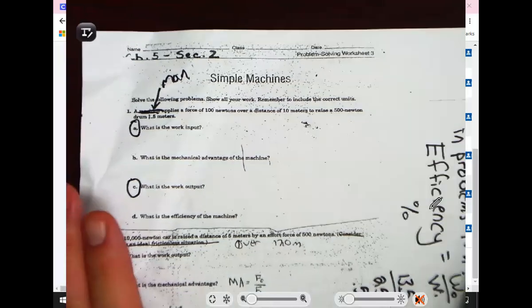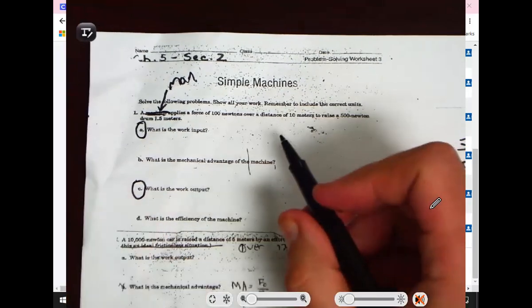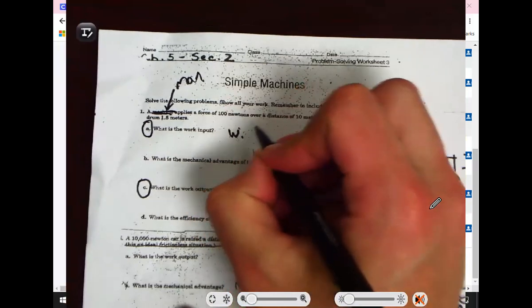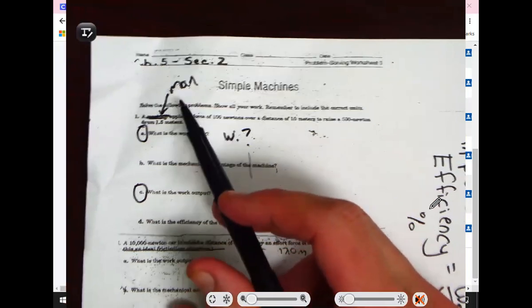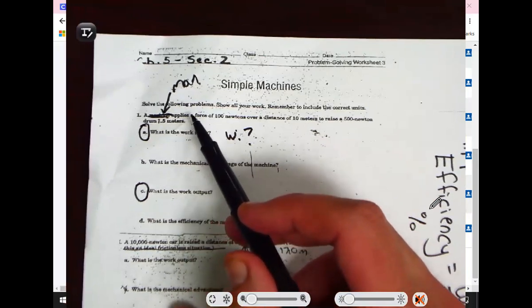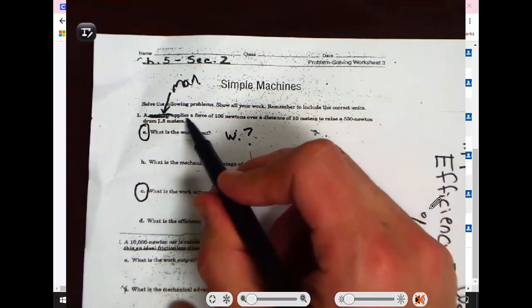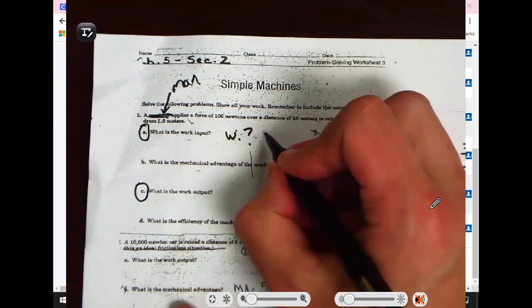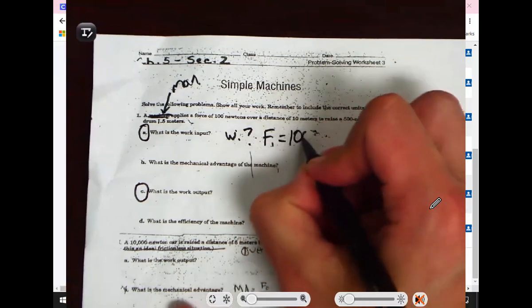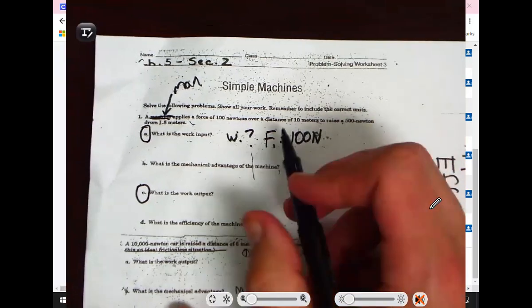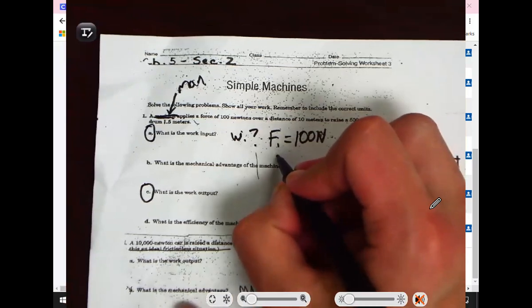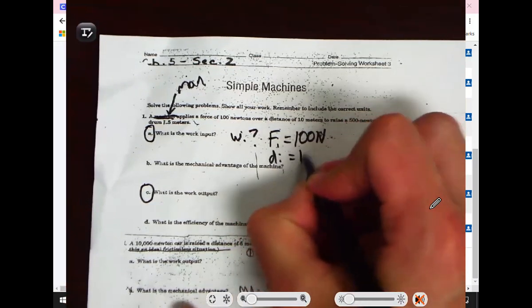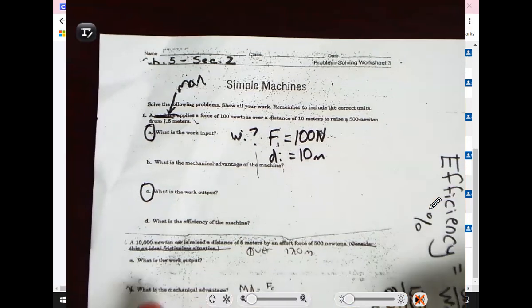All right, so work input is what we're looking for here. What things do we know? The man's force is how much? 100, because it says a man applies the force of 100 newtons. So that's the FI or the FO? The FI. All right, and so that's 100 newtons. What else do we know? The distance. How long did the man do his force? 10 meters.